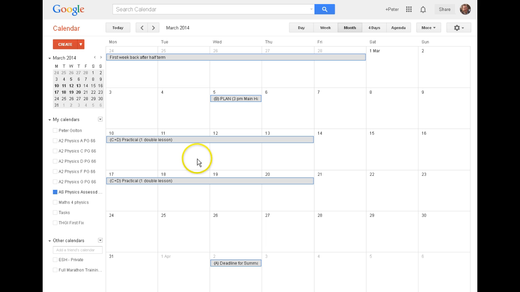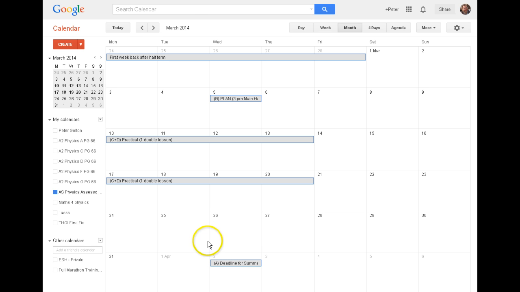So that's the double period where you do the practical, and then there's a week free, and then on the 2nd of April is the last stage. This is the deadline for what's called the summary, and that's the piece of research. So the order is that we do the plan first, then we do the practical, and then you hand in the research on the 2nd of April.